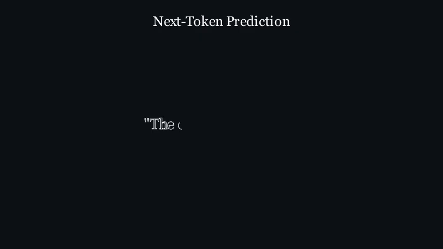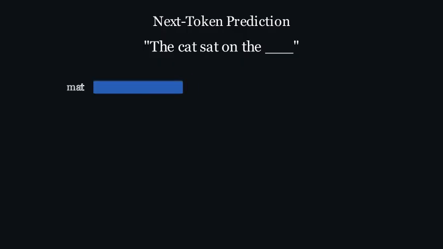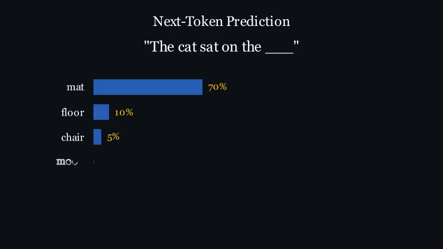So, how does a trained model actually generate text? One token at a time. Given everything so far, it computes a probability for every possible next token. "The cat sat on" there might give 70% to "mat," 10% to "floor," and tiny slivers to everything else. Sampling strategies, though, like temperature and top P, decide how much randomness to allow when picking from that distribution.